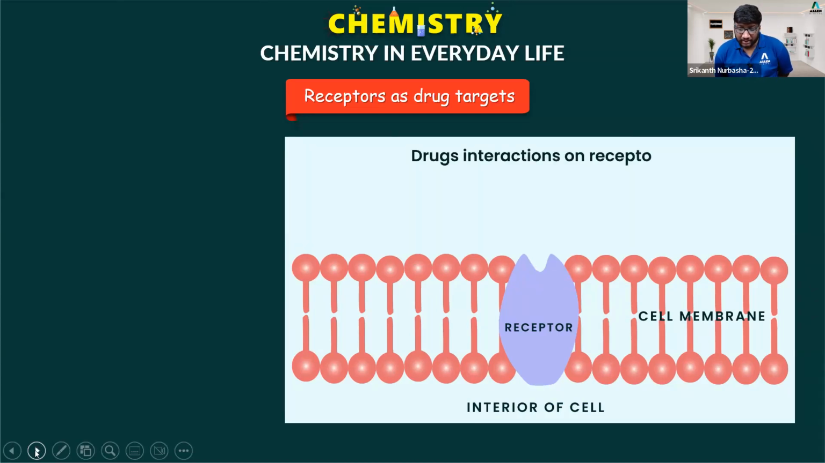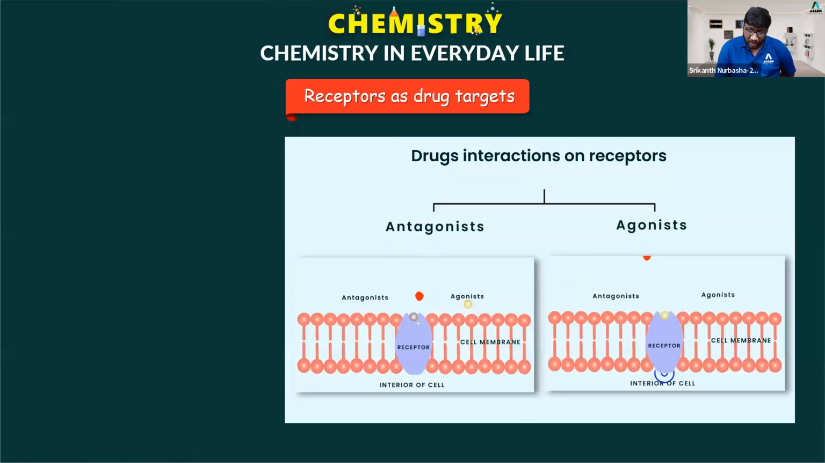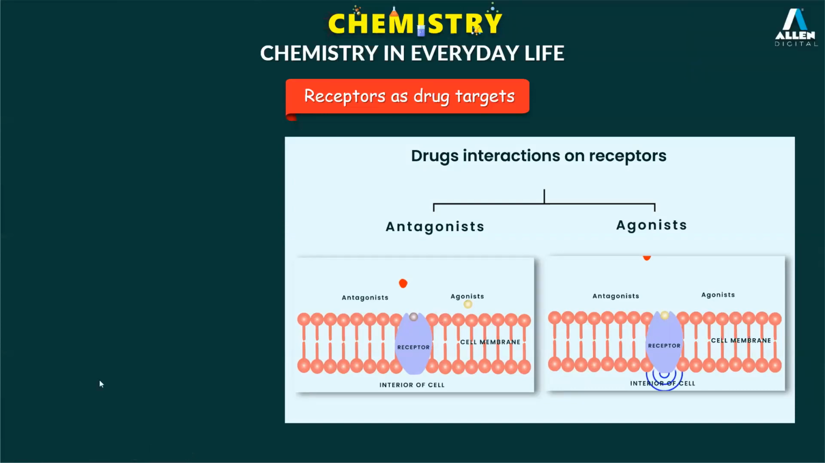Now drug interaction on receptors. Two categories: antagonists and agonists. Antagonists will actually block the binding site, so the chemical messenger will not be binding there. Agonists mimic the chemical messenger, so they will bind. So antagonists are blocking. Antagonists are those drugs used whenever blocking of message is required. Agonists are those drugs used whenever there's a lack of a natural messenger. Is the animation clear? Yes, sir.